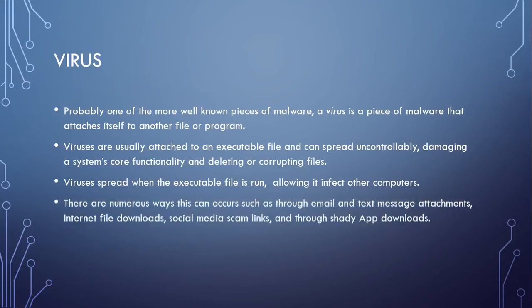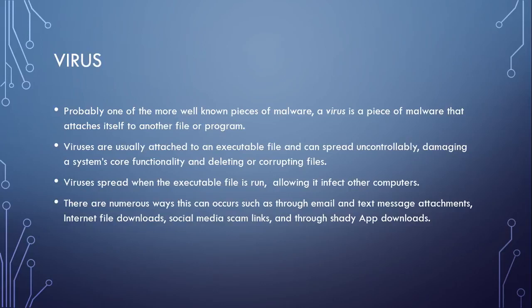Now, there are numerous ways this can occur, such as through email and text message attachments, internet file downloads, so downloading things off the internet, and social media scam links. If something gets shared out on social media and it looks like a URL, be careful when you go to click on it because it could, of course, be something malicious. And, of course, shady app downloads. This is particularly true if you're on Android and you just go ahead and get the APK file rather than downloading it directly from the store.